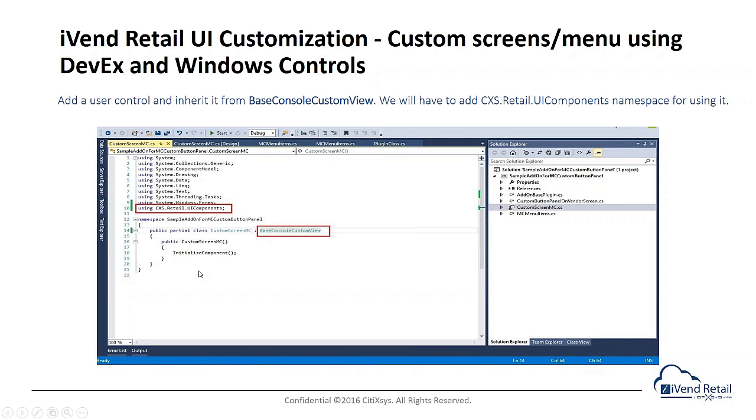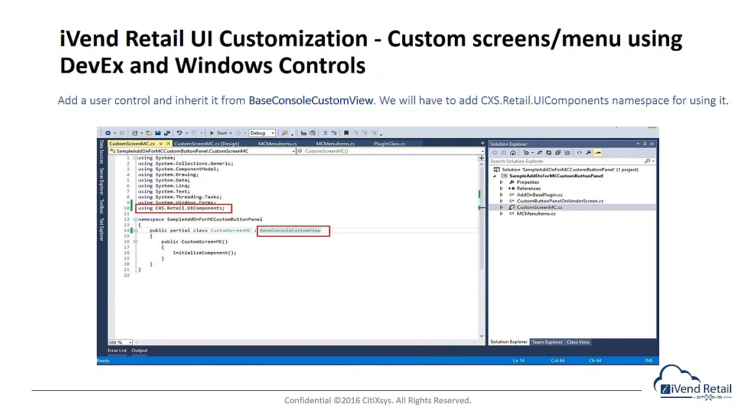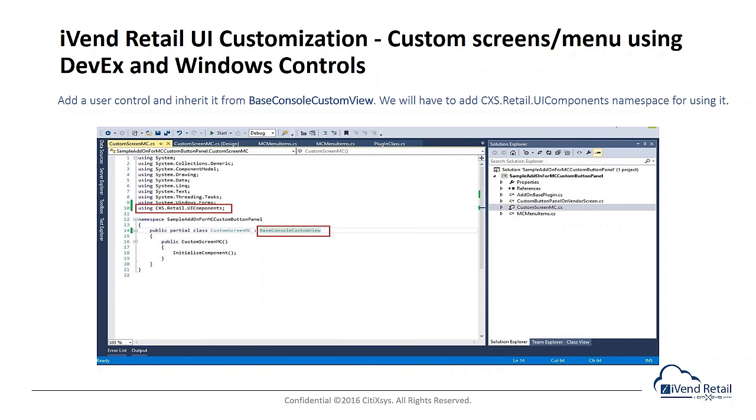This custom screen is nothing but a user control which has been inherited. And once inherited, it will look plain like this. You can customize it, rename the title header, make things visible, make changes to the button, add more controls, and you can make it your screen. Because you are inheriting from this base console custom view, the screen will open like any other screen in management console, like the existing screens only.